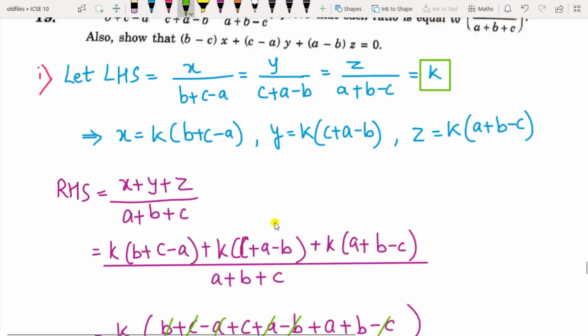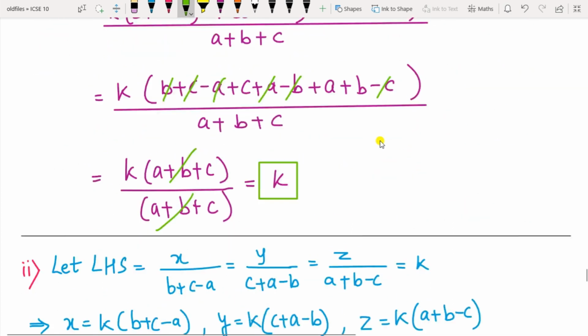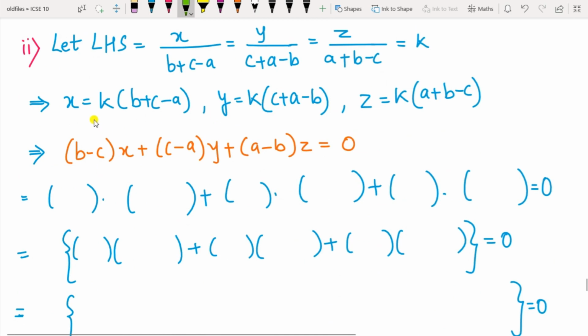Now the next question. Here are two sub questions in this question. First one, we have to show that each is equal to this value, and the second one is also show that (b minus c)x plus (c minus a)y plus (a minus b)z equal to 0, that we have to prove. So here this is the value of x, y, z from above.